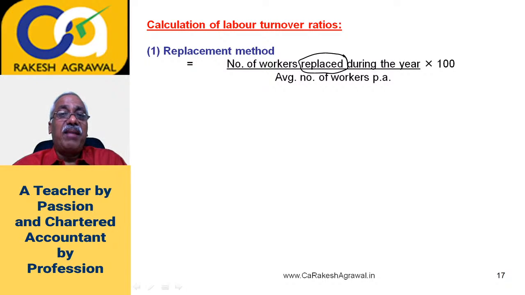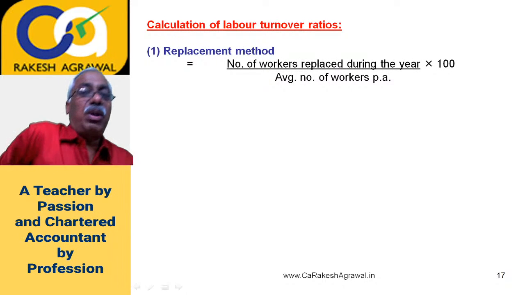Means 10 seats I have kept vacant because I didn't want these people, or this position I want to keep blank. So out of 50 people who left the organization, I have appointed only 40. So the number of workers replaced is 40, not 50. 50 are left, but replaced are only 40. So here you have to take number of workers replaced divided by average number of workers.